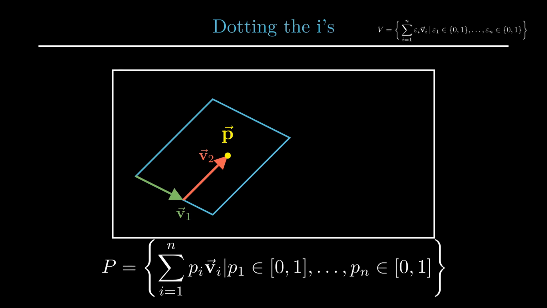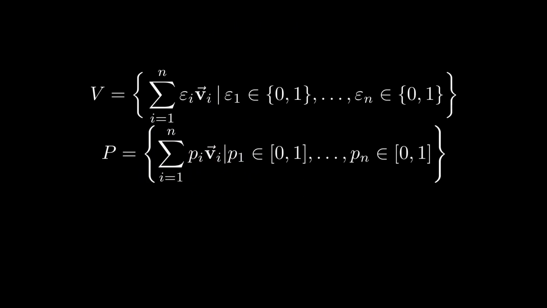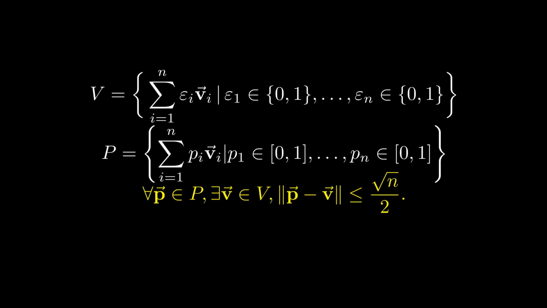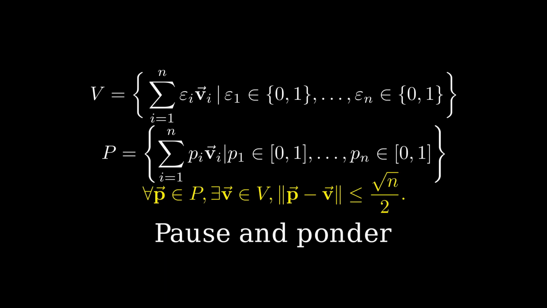Now, the statement of the problem is just the mathematical translation of what we said earlier. Given a point inside the parallelotope, there exists some vertex at a distance less than or equal to square root of n over 2 from the point. Take a moment to understand and appreciate how we got from the geometric statement to the symbolic one.